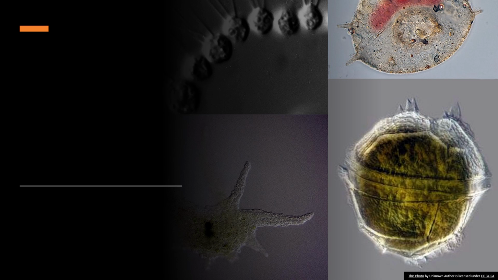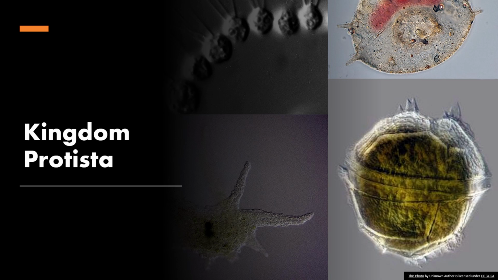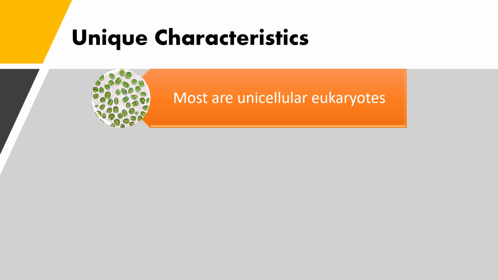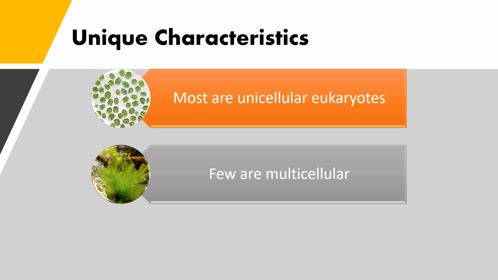Okay, now you're going to learn about the next kingdom, which is Kingdom Protista. Kingdom Protista differs from Kingdom Monera in that Kingdom Protista are eukaryotes. There are several unique characteristics of protists. First of all, most protists are unicellular eukaryotes. You see the word most here, it means that not all protists are unicellular. There are some protists that are multicellular.